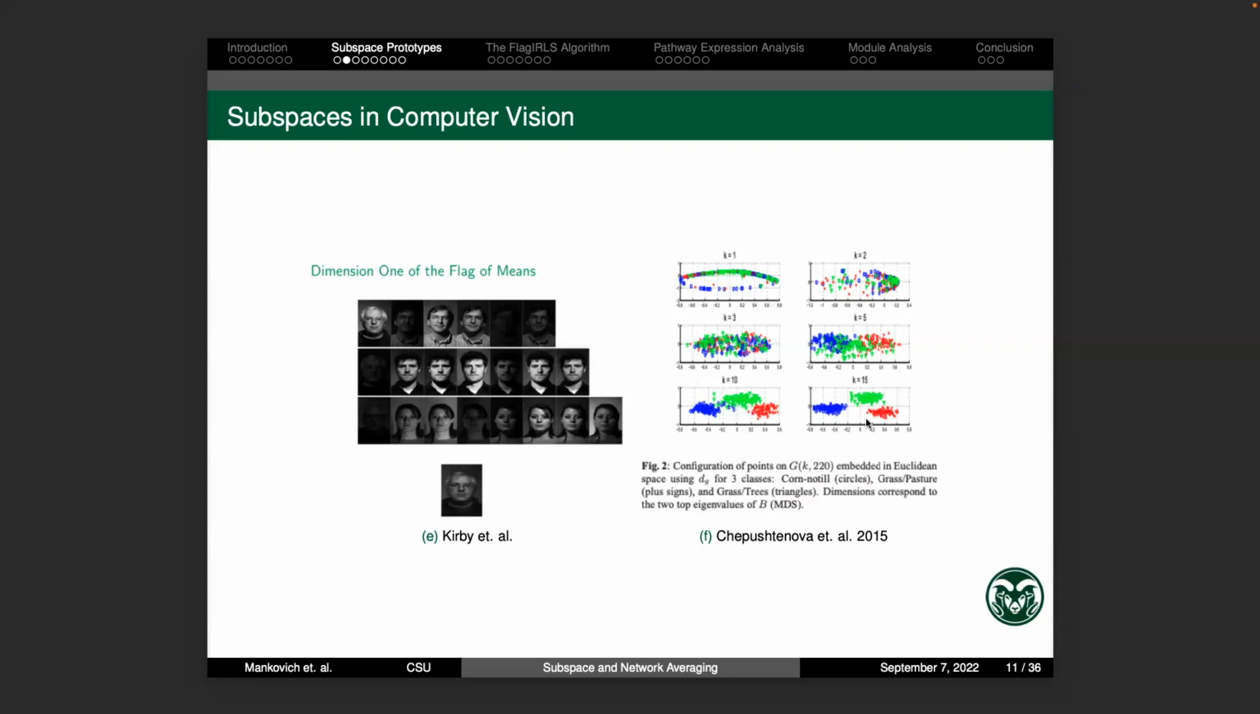You have different crop types. Blue corresponds to one crop type, green corresponds to another, and red corresponds to the third crop type. These are aerial images of crops. And it turns out that as you start with k equals 1, all these crops are essentially overlapping, these different crop types. There's no separation between them. But as you increase k, get to k equals 5, you begin to see separation between these subspaces.